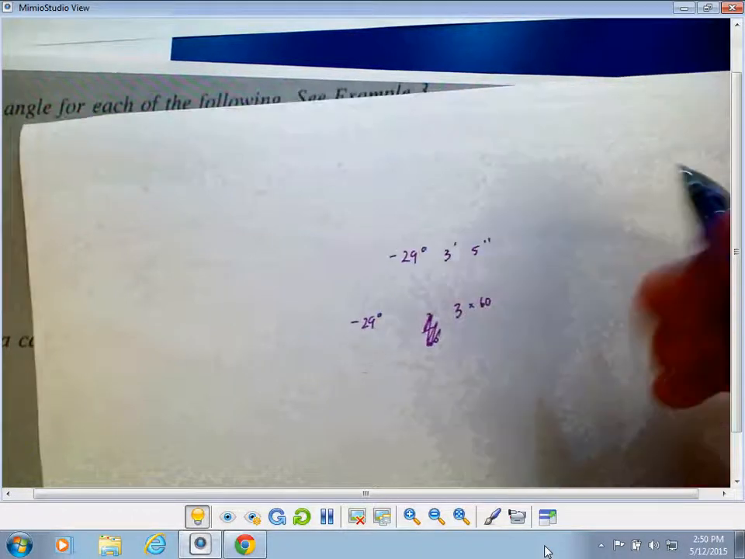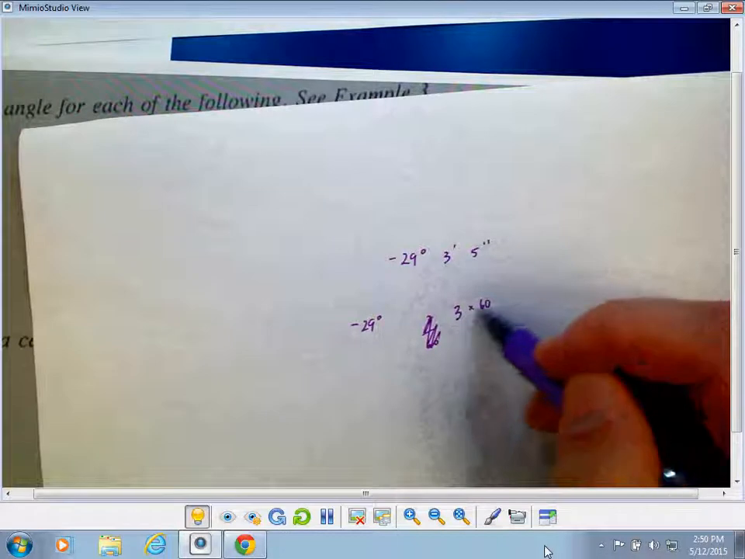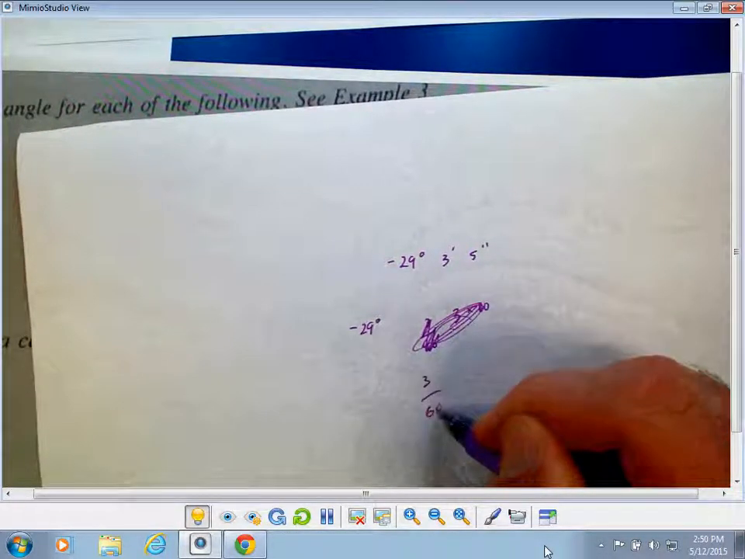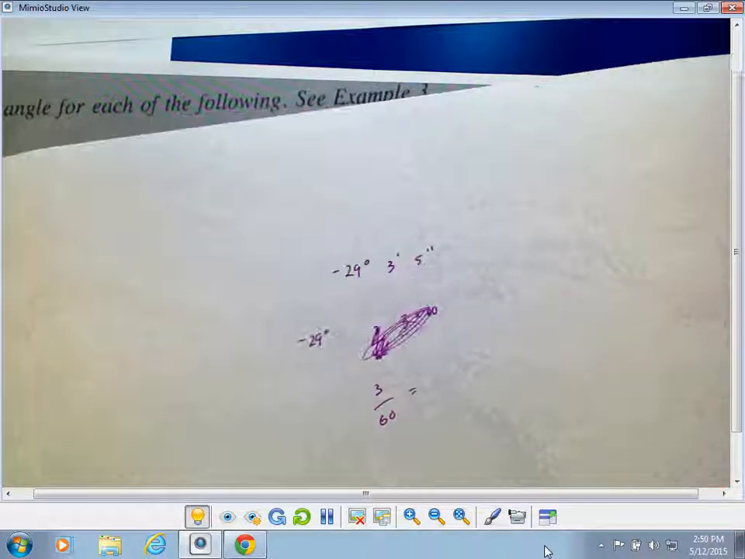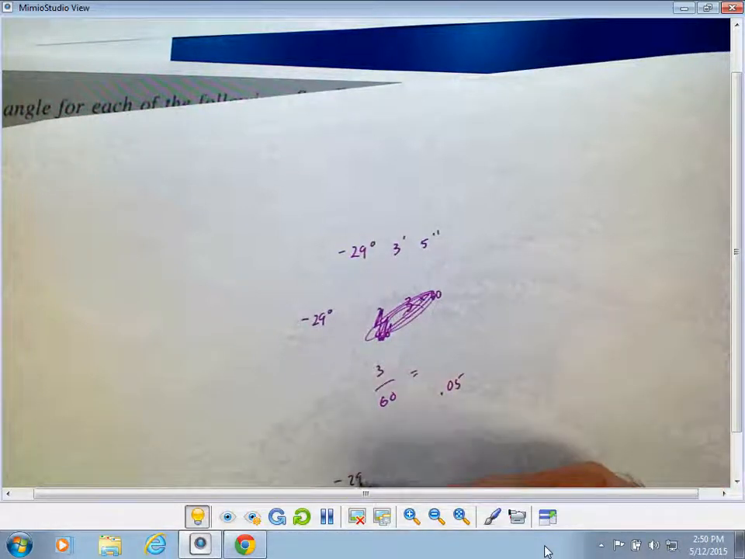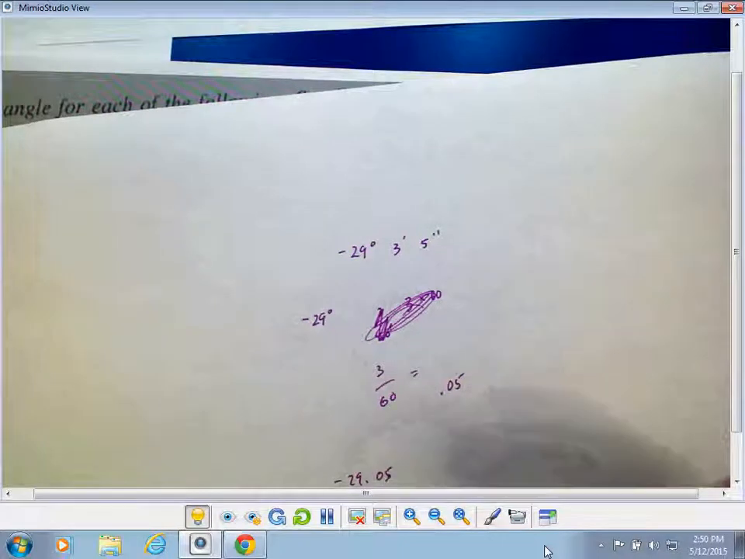Okay, so if you have 3 minutes and you want to turn it into a decimal, you would take 3 and divide it by 60. If you do that, you should get 0.05. So right now what you have is negative 29.05. But then you got to take the 5 seconds part and divide it by 3,600.